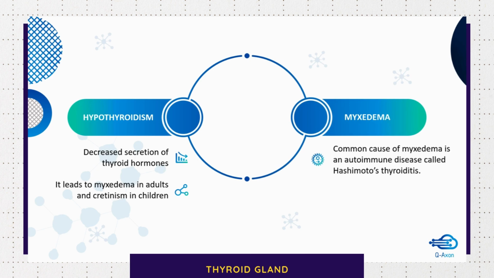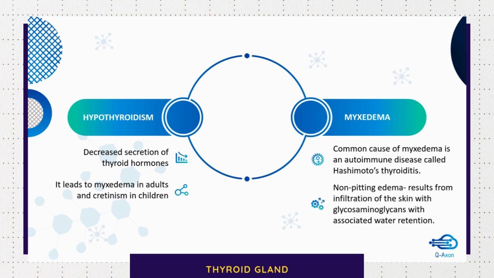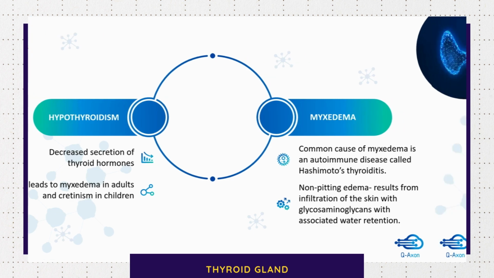The common cause of myxedema is an autoimmune disease called Hashimoto's thyroiditis. There will be non-pitting edema, which results from infiltration of the skin with glycosaminoglycans along with water retention.